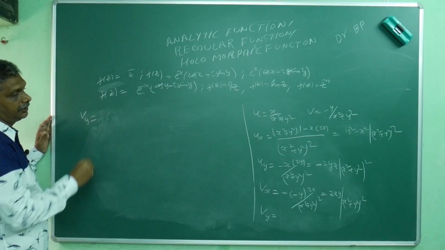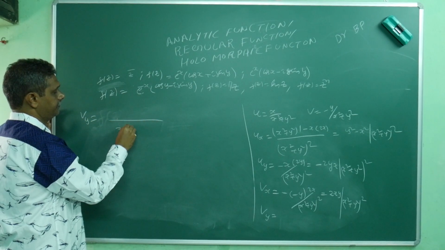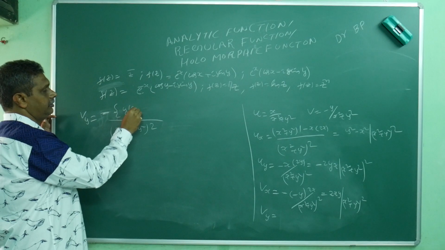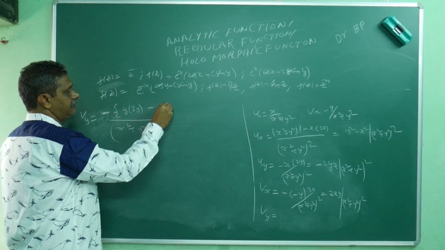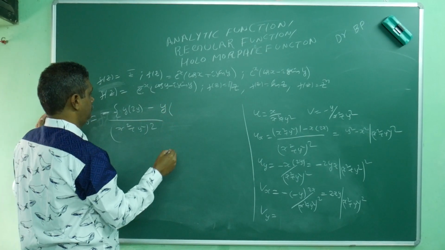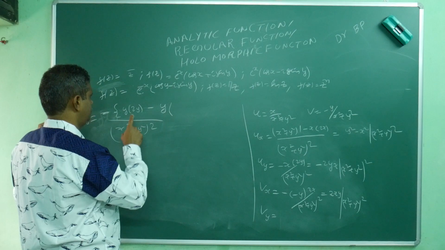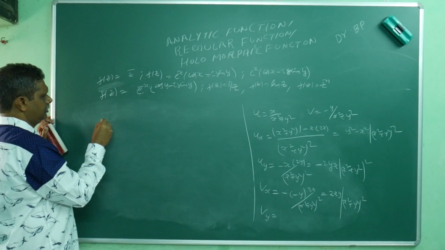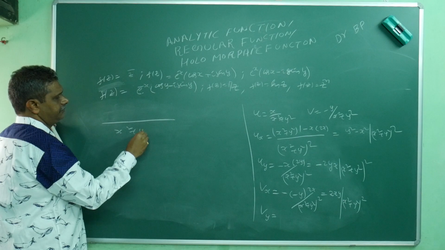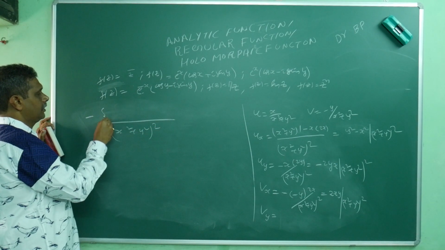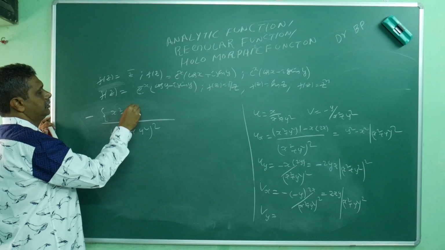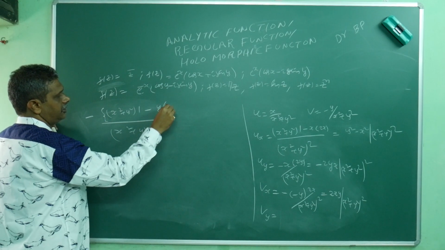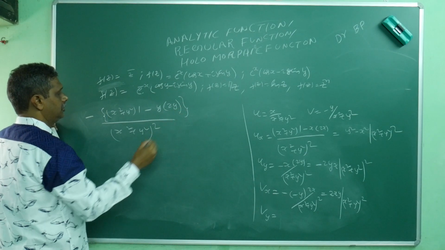Vy, what will I do? Vy, same story: denominator square, denominator into differentiation of numerator 2y, minus numerator into differentiation of denominator. Then again denominator square, denominator into differentiation of numerator 1, minus numerator into differentiation of denominator 2. So this fellow is what?